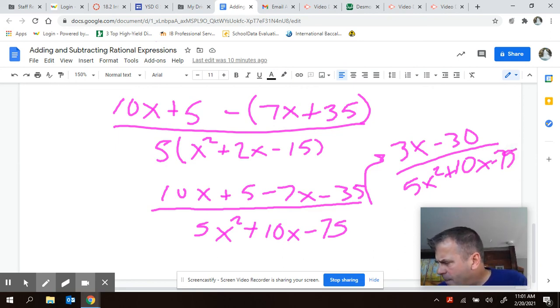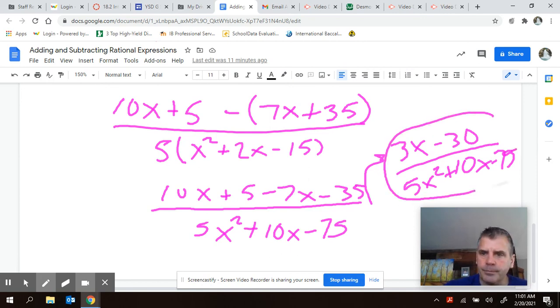All right. So check that out. That's actually back in, what page is that? Page 460. And you can see that they have left the bottom in factored form. I've gone ahead and multiplied it out. I'd encourage you to do that.